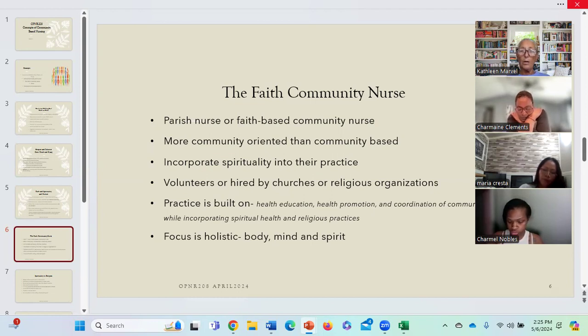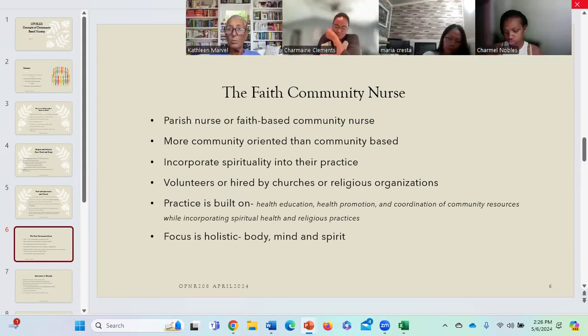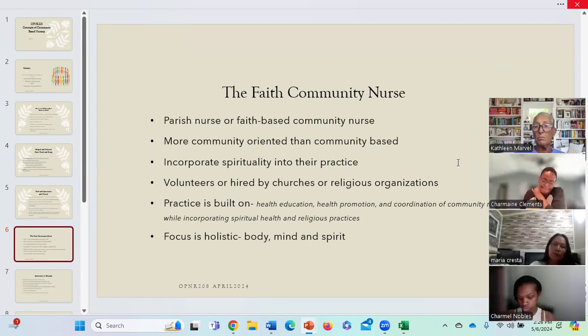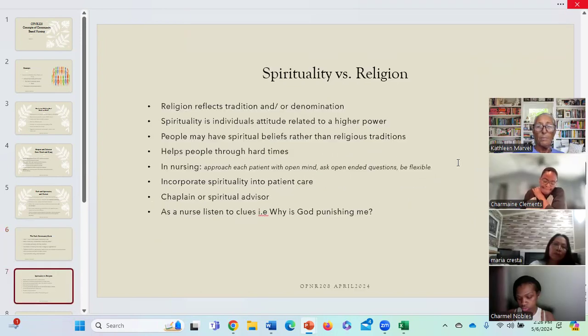So what they're primarily focused on: health education, health promotion, coordination of community resources, while incorporating spiritual and religious practices. And again, this is for anything, whatever your religion is, wherever it's practiced. Okay. Charbel said, focus on holistic body, mind, and spirit. Okay.